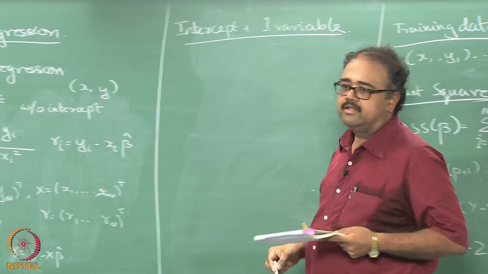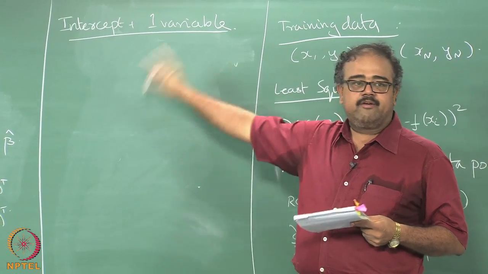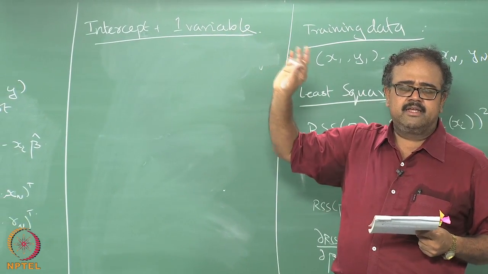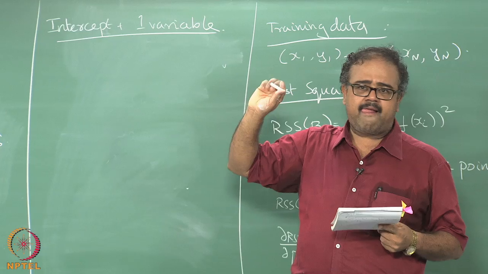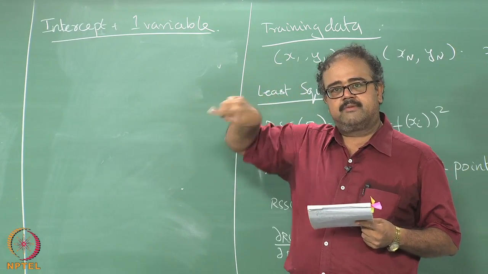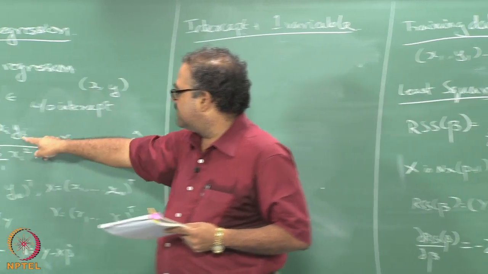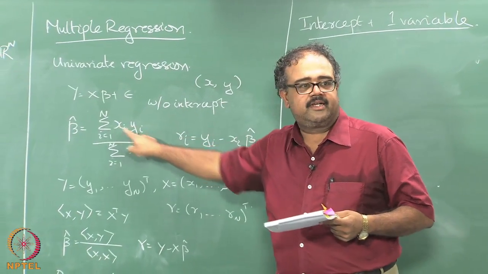Look at the intercept plus one variable. So far I said that is one variable without intercept. Now I am adding the intercept. What does that essentially mean for us? My x becomes 1 comma x, right. So here I had just a single value x, I could just write it like this.